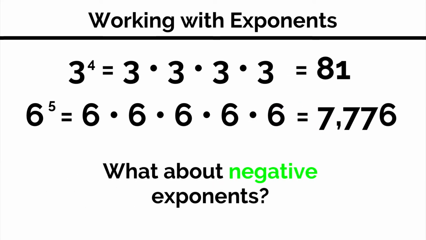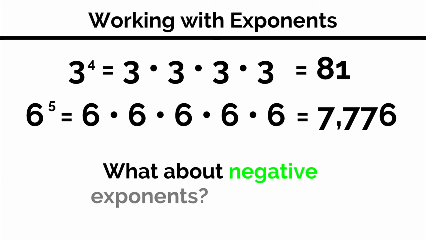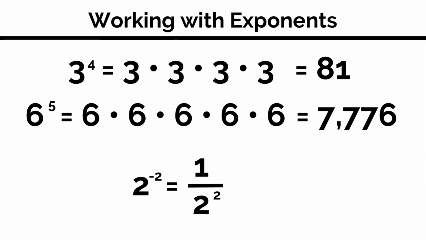Is it possible to raise a number with a negative exponent? In fact, yes we can. When raising to a negative exponent, we simply invert the term and make the exponent positive. So 2 to the negative 2 is 1 over 2 squared, or 1/4.